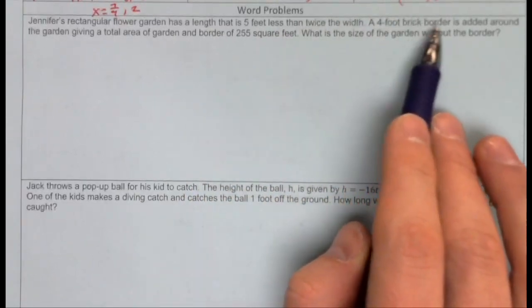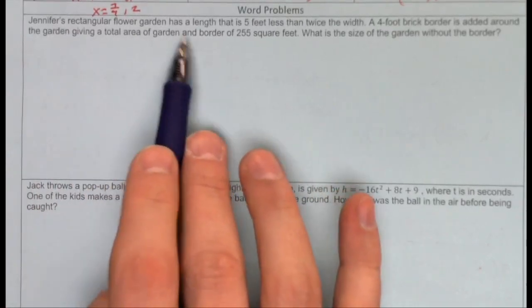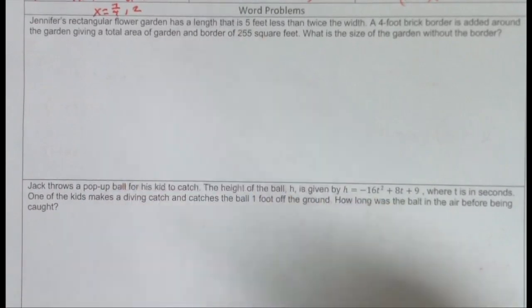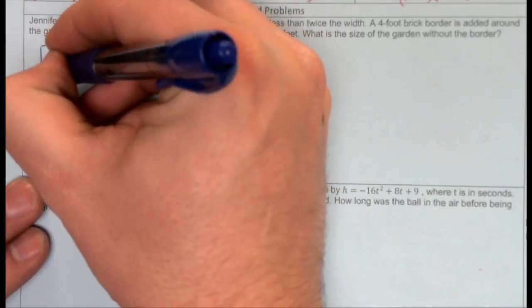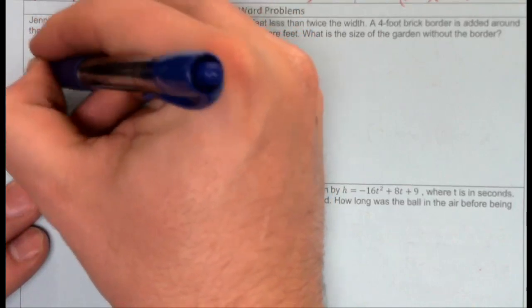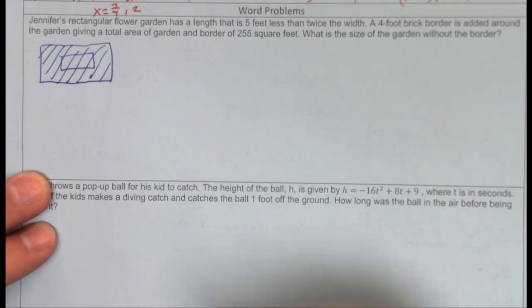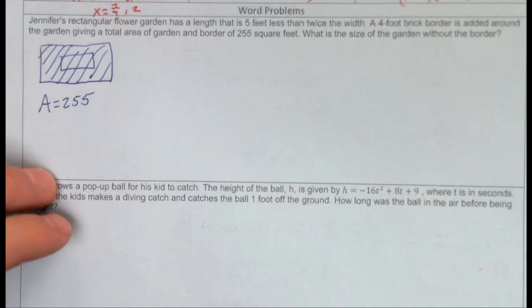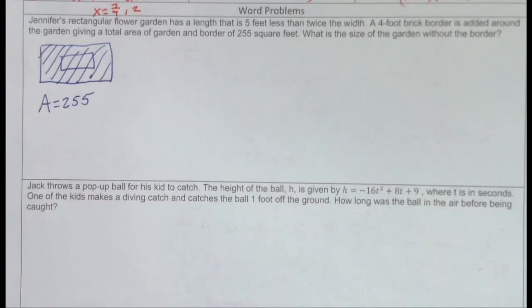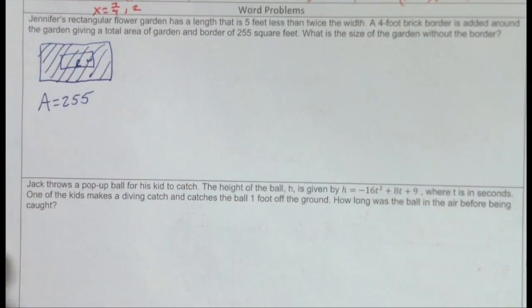A 4-foot brick border is going to be added around the garden to give us a total area of the garden and border 255 feet. So ultimately, this entire garden and border has an area of 255 square feet. We need to figure out the length and width of that garden.